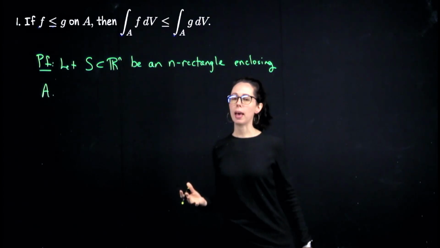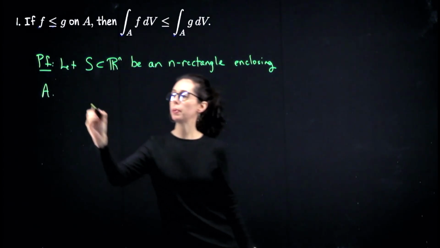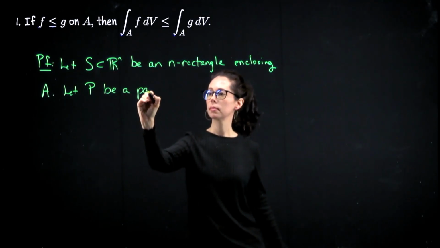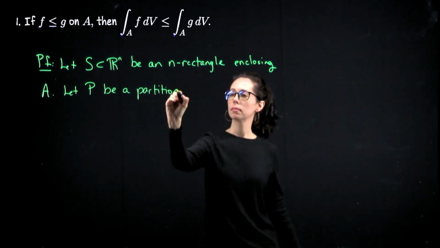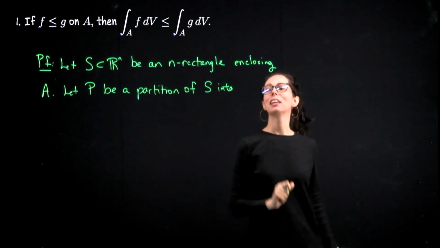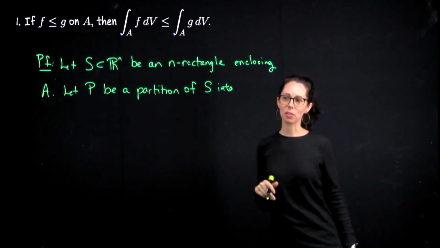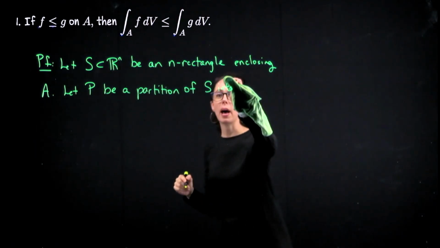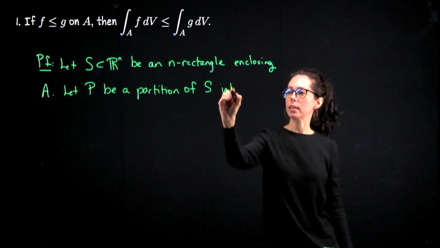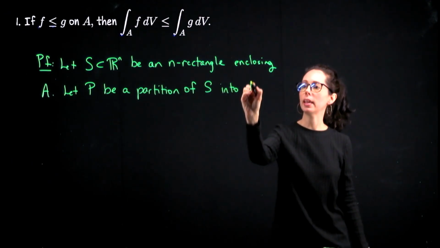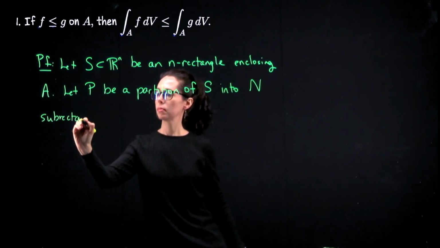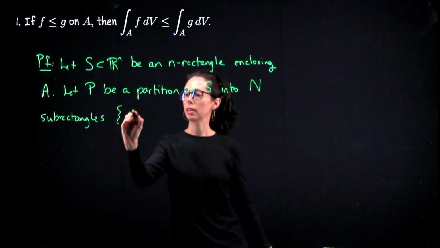Now let's chop up S using any partition P. So let P be a random partition of S into a family of subrectangles, which we can denote as S sub i. It's a finite collection. So you could even be more precise than I usually am by saying into capital N subrectangles S sub i.